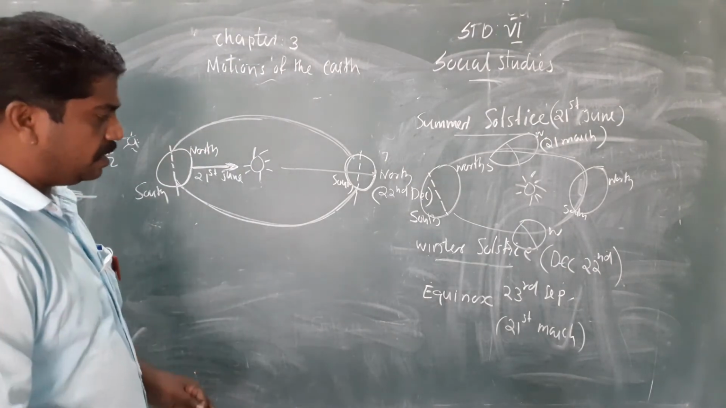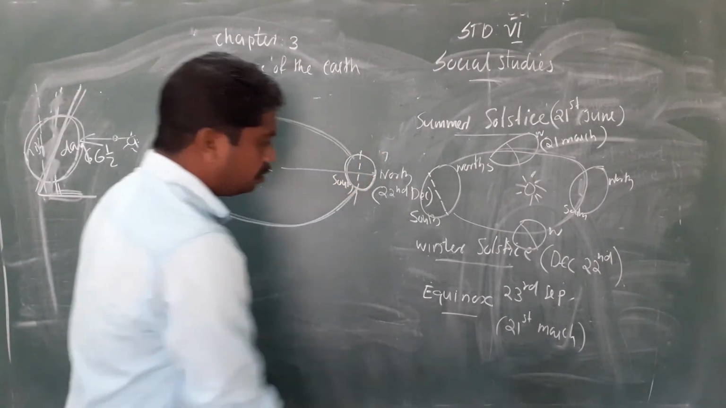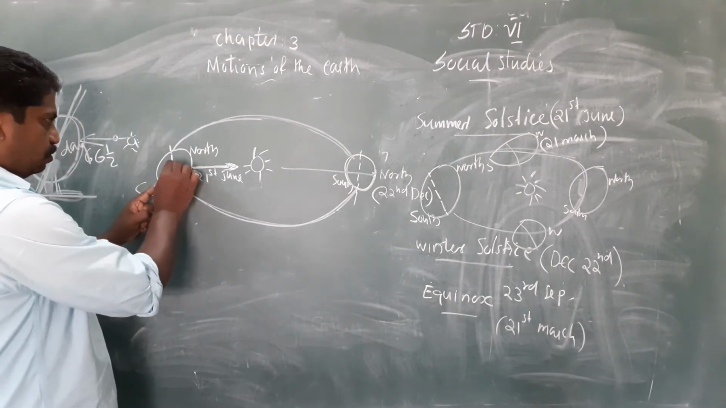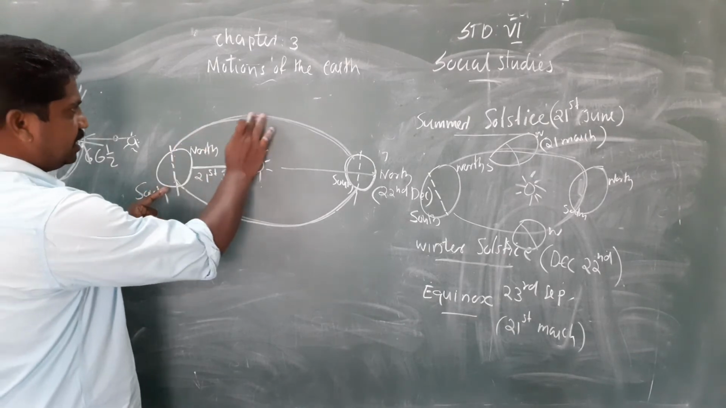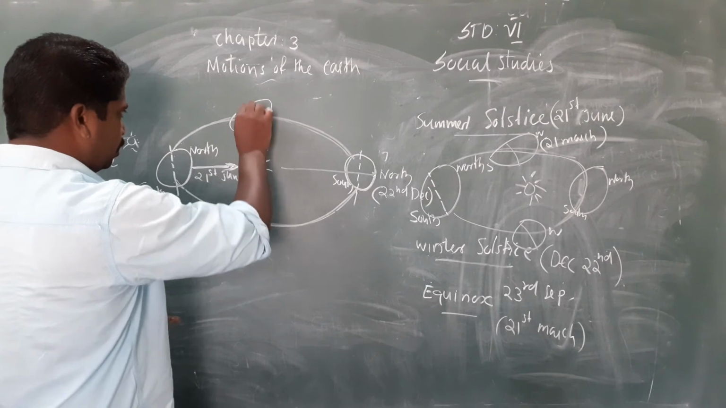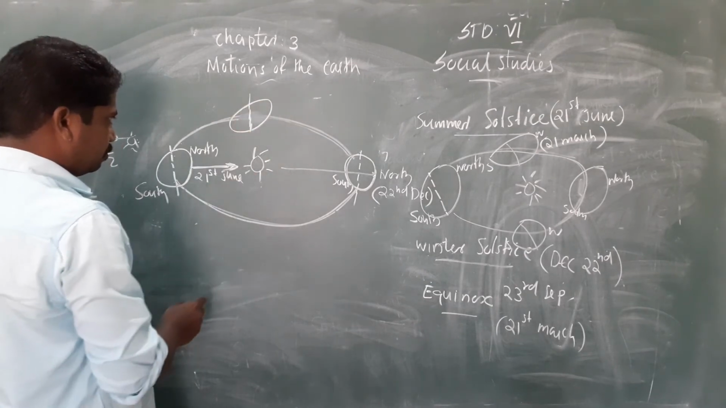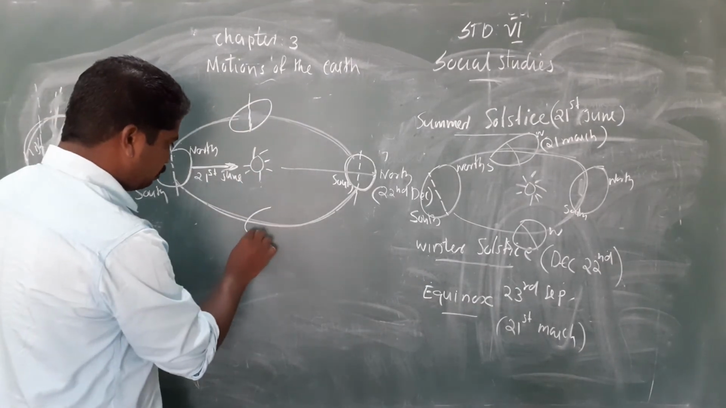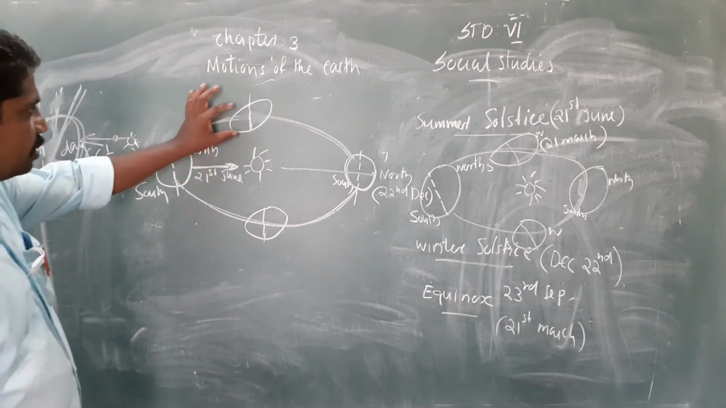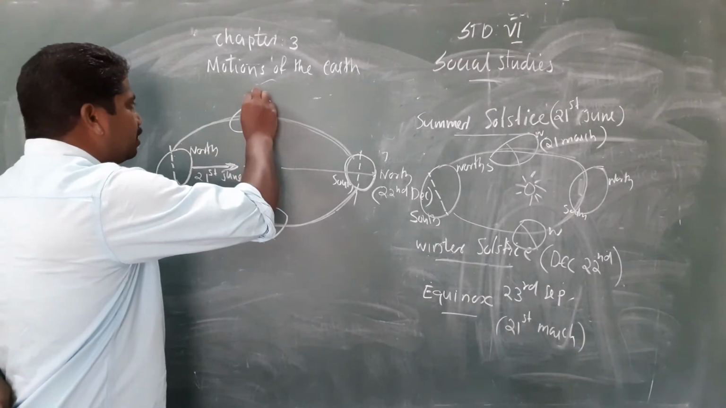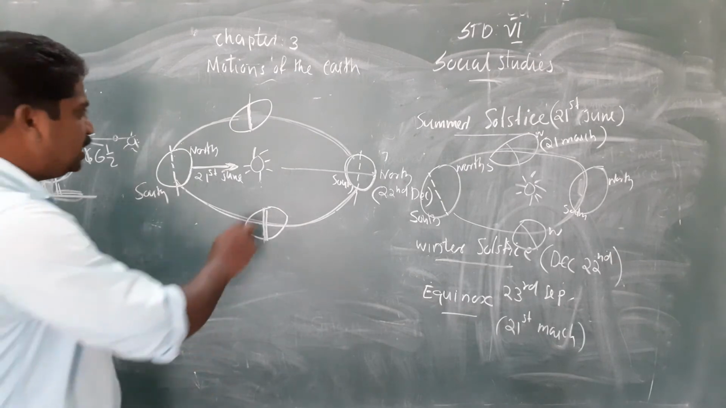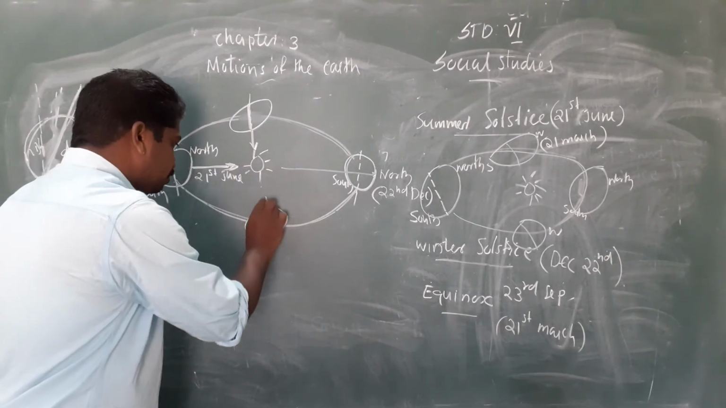Now another word is equinox. What is equinox? The earth revolves like this and then reaches here. Look here, the standing position of the earth is the same way here also. Standing here, the equator, the middle part of the earth, is just near to the sun.